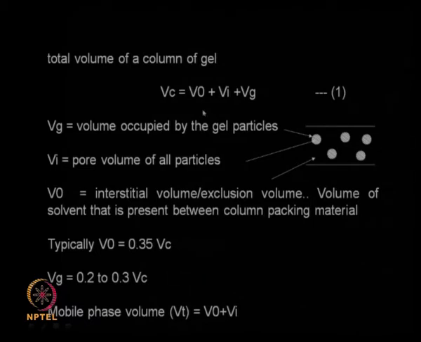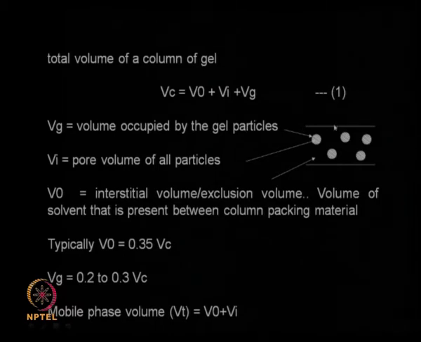Now typically this V0, as I said, that is the interstitial volume, is about 33-35% of the total volume of the packed column. That is the external porosity. It is of the order of 33-35%, that is what it is actually. Whereas if you look at Vg, that is the volume occupied by the gel particles, that will be about 20%-30% of this Vc, that is the total. Okay. So the remaining is the pore volume actually.